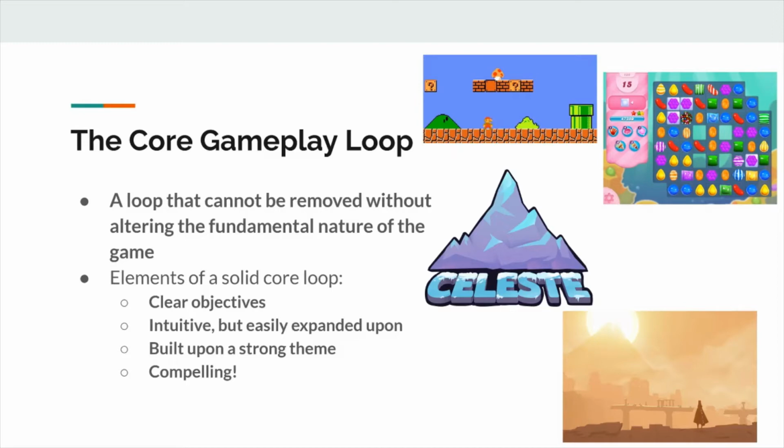So for Mario, this gameplay loop would be walking, running, and jumping. For Candy Crush, it's swapping candy positions. The objectives should be clear to the player. They can either be intuitively understood through gameplay or explicitly explained. So for Mario, the objective is to reach the end of the level, and Candy Crush is to make matches.